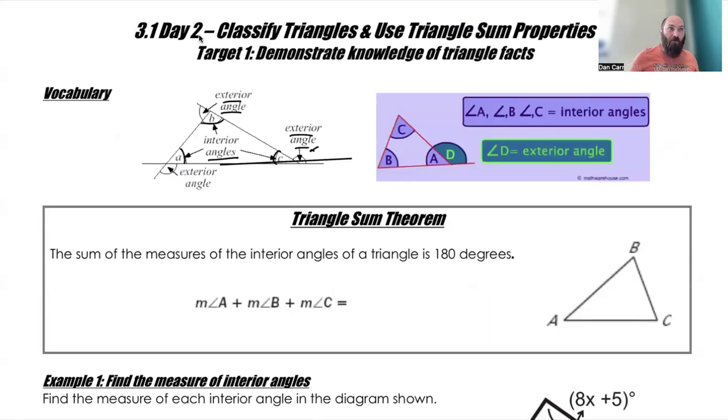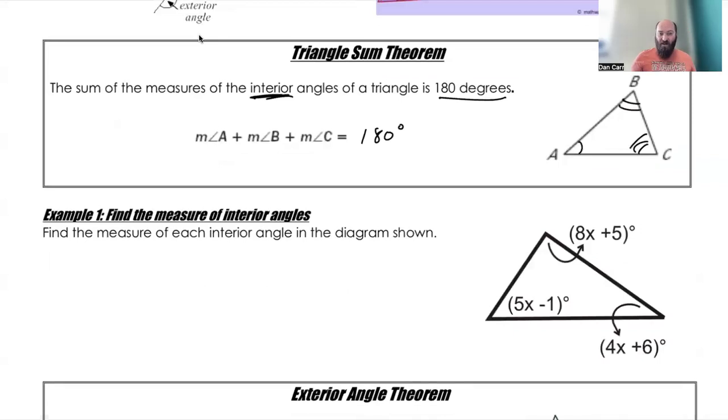Now that we have that down, let's talk about our first theorem, which is the triangle sum theorem. The sum of the measures of the interior angles of a triangle is always 180 degrees. This is one we already used so far, but we want to make sure it's clear. So that means if we have any triangle, we have our three angles. They always are supposed to add up to 180 degrees. So let's use that fact here. Find the measure of our interior angles.